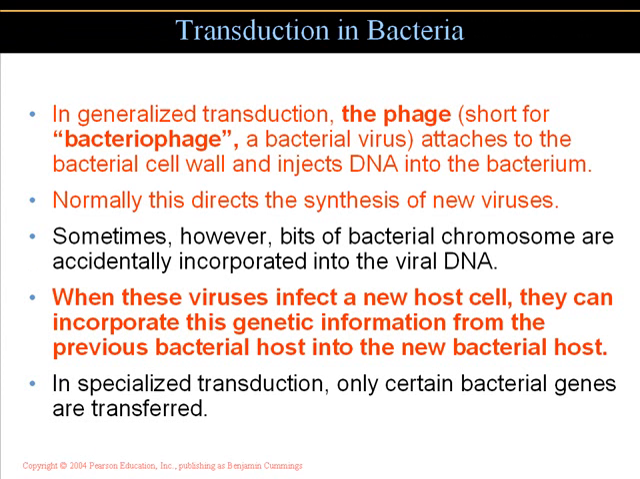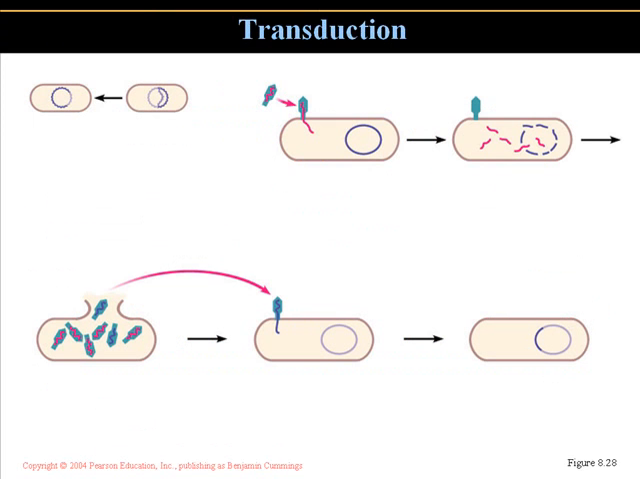replication. So as we see here in generalized transduction, we see the bacteriophage, however you want to pronounce that. Basically, a bacterial virus attaches to the bacterial cell wall and injects the DNA into the bacterium. Normally this directs the synthesis of new viruses. Sometimes, though, we'll see bits of bacterial chromosomes that are accidentally incorporated into a viral DNA. When these viruses infect a new host cell, they can incorporate this genetic information from previous bacterial hosts into new bacterial hosts. In specialized transduction, only certain bacterial genes will be transferred in that process.